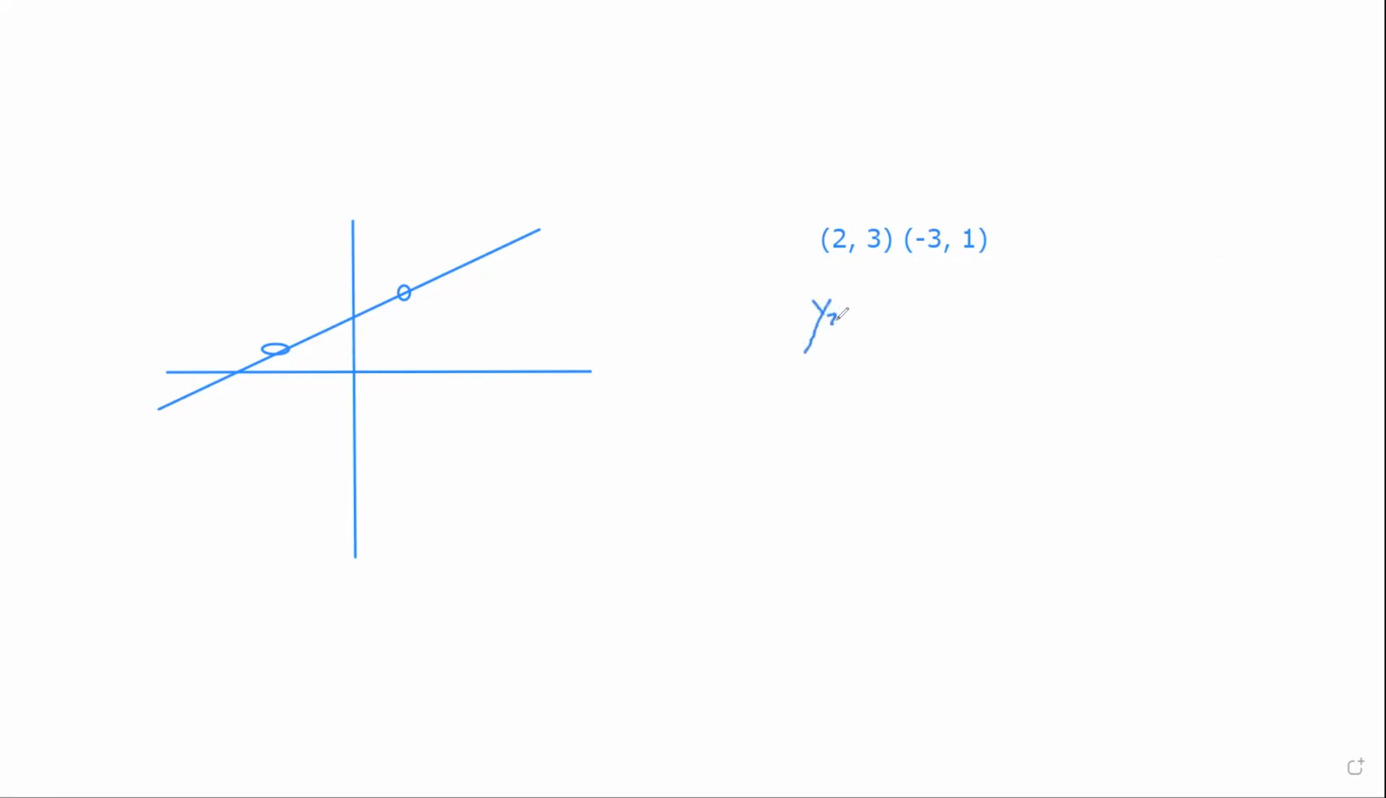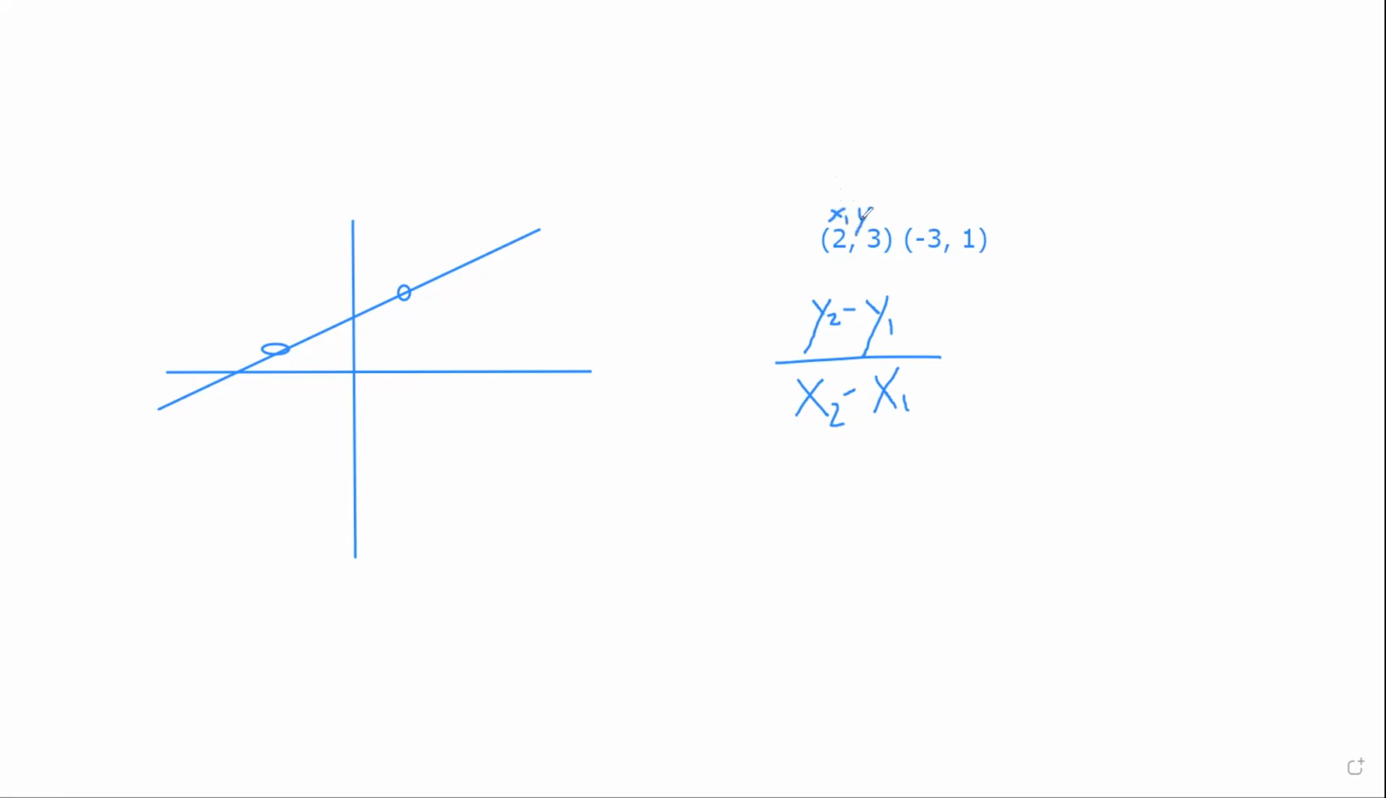Y from the second point, subtracting y from the first point. That's my rise. That's the change in y. And then below that is going to be x from the second point, subtracting x from the first point. Doesn't matter which one of these points you decide is the first point or the second point. And these x and y values are only good for labeling. So I'm just going to call this one the first point.